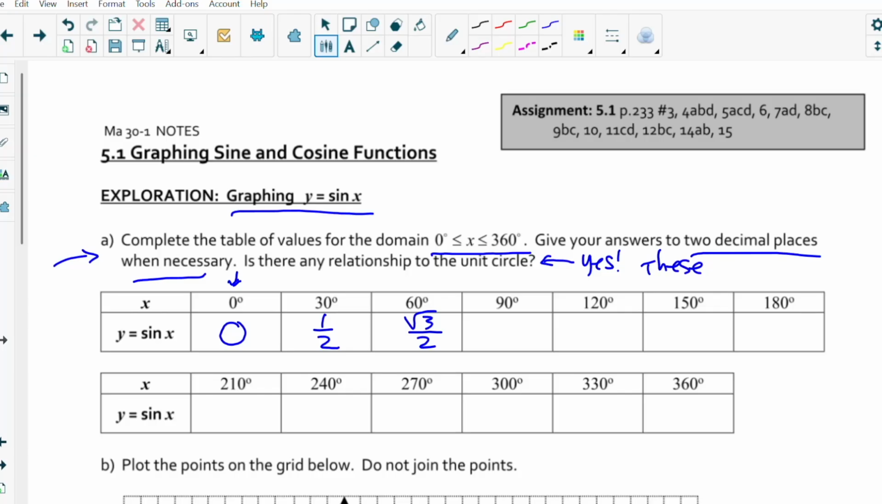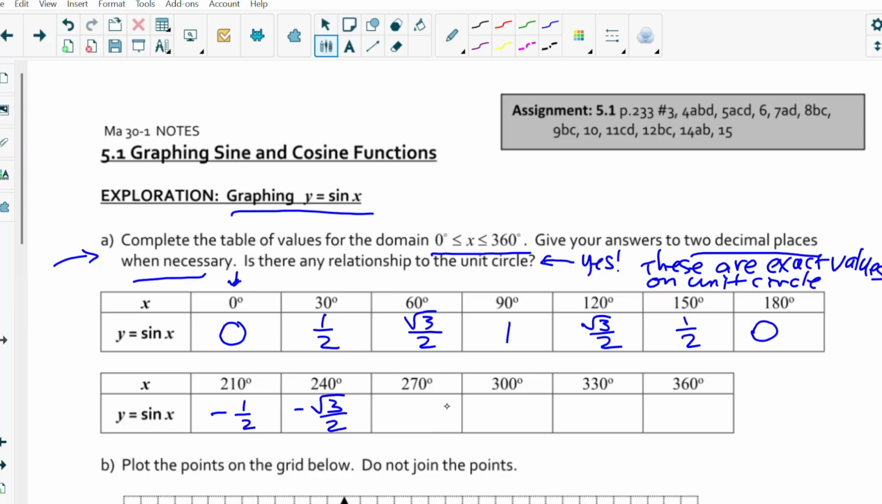I'll just foretell what's going on. These are exact values on the unit circle. Okay, let's fill the rest of these in. Sine of 90, that's 1. Sine of 120 degrees, that's square root of 3 over 2. Sine of 150 degrees, that's 1/2. Sine of 180, 0. Sine of 210, so we're into the third quadrant, negative 1/2. Sine of 240, negative square root of 3 over 2.